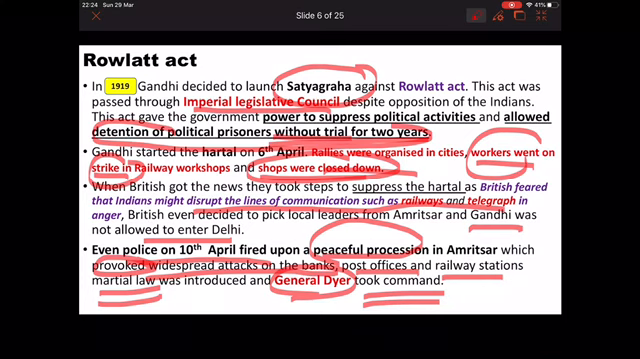So how will you suppress the political activities? By detaining political prisoners without any trial for 2 years. So you're not involving the court system. You cannot challenge the arrest. You cannot challenge the detention. You cannot move to court.